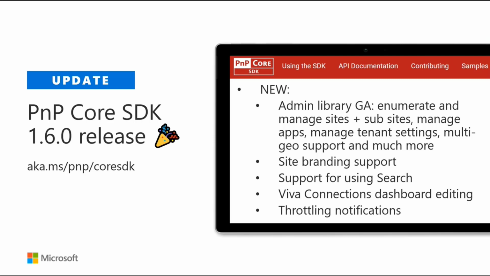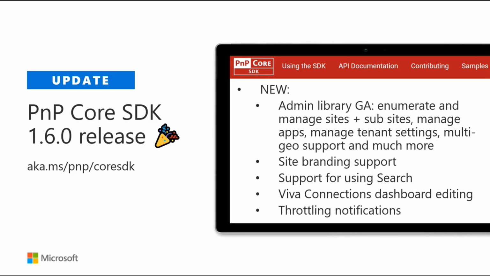We also have site branding support, so you can now configure a site header, footer, put the image there, change the layout, all these things that you can do from the UI. You can do it as well from the APIs. Support for search, you can use search queries. Viva Connections dashboard support, so you can actually go to your dashboard and add and remove ACEs, shuffle them around, configure them similar way than you would do with a modern page. And finally, but not least, throttling notifications.